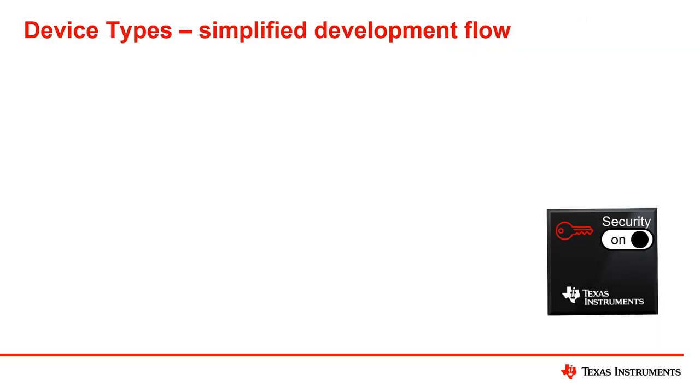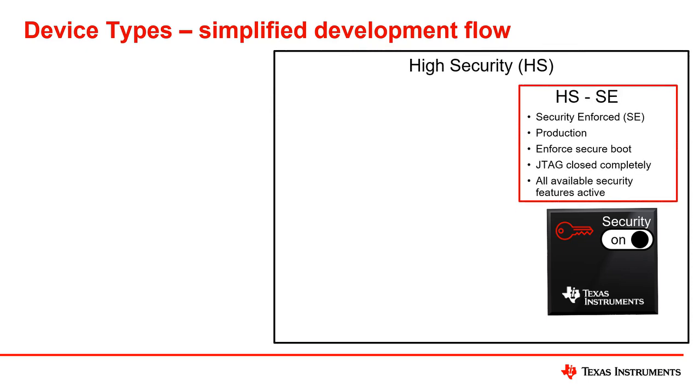These secure devices, once you turn on security, are security enforced devices. These are really designed for production type systems. They enforce Secure Boot, as we just saw. JTAG, or the debug port, is also closed. And all the other security features that we'll review as security enablers will also be turned on and enforced.